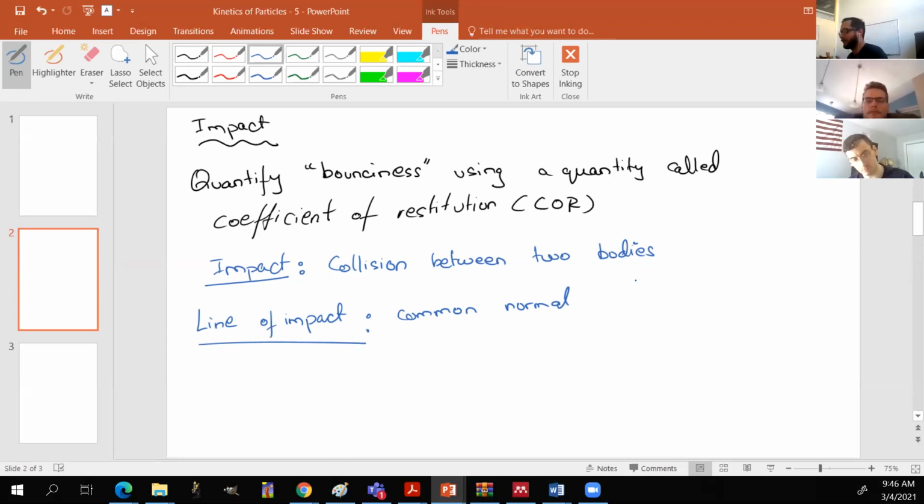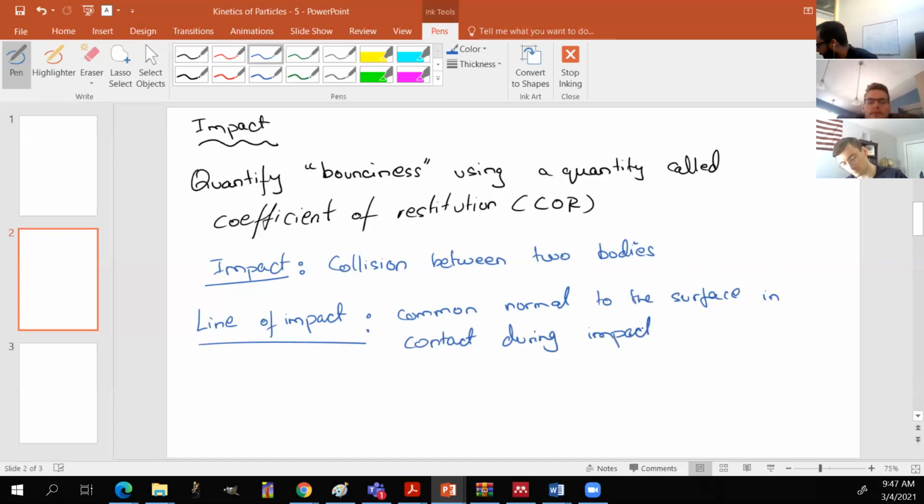But again, the bodies that are getting impacted need not be perfectly circular, right? So the hard definition of it is that it's the perpendicular line to the surfaces that get contacted with each other and the tangent to that surface, right? So common normal to the surface in, when I say common, it's common to both bodies, common to surface in contact during impact. That's coming into the picture.